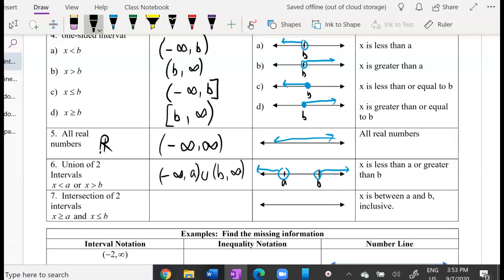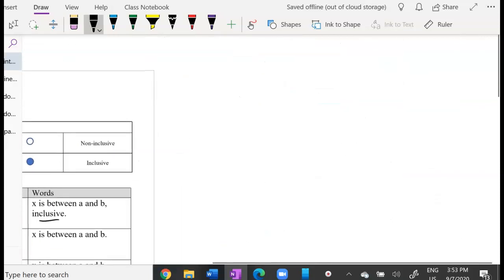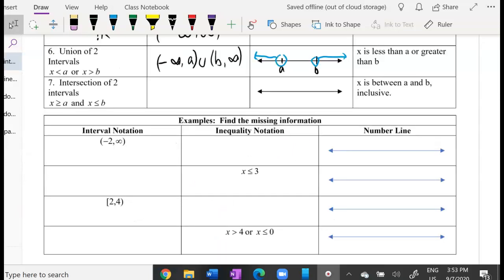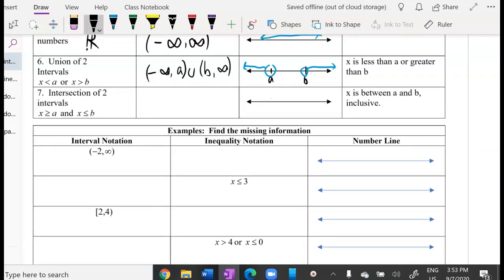Okay, and we do the same thing with the closed interval. Again, a is smaller, so I'm just going to put the a down to the left and the b to the right. And these are closed, so I'm going to be very clear.